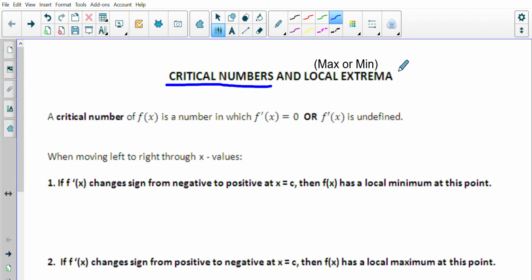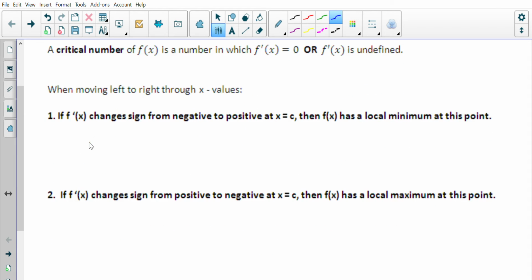Now, a critical number of f of x is a number in which not only does the derivative equal 0, and this is something we didn't talk about, the second part is it's also where your derivative is undefined. Something is happening there. All right, so now when moving left to right through our x values, as you do when you look at a graph, if the derivative, and this is something I mentioned last class, changes sign from negative to positive at some value of c, then f of x has a minimum at this point.